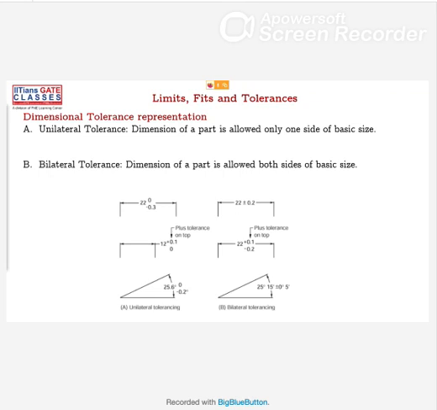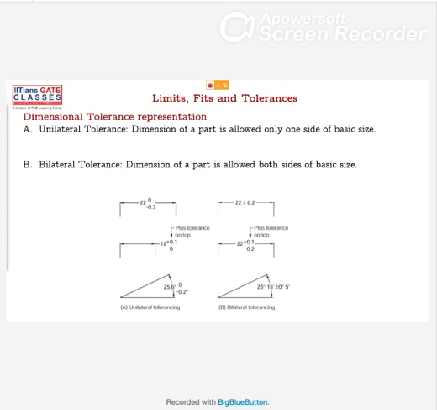And if you see onto this side, this is also a unilateral tolerance. It can go up to 12.1, but it can't come below 12, which is the limit. And for the angle, 25.6 will be the angle, and the upper limit can't go up, but the lower limit can come down to 25.4 degrees. So this on the left hand side is called unilateral tolerance because the dimension of the part is allowed only on one side of the basic size. The basic size is 22, 12, and 25.6.